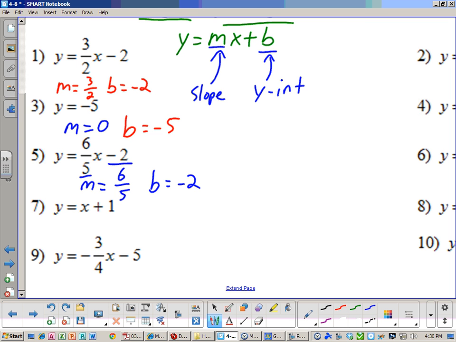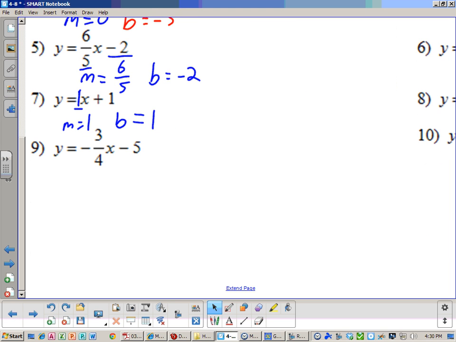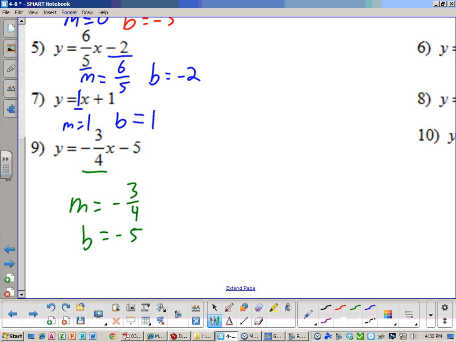Number 7, there is no number in front of x. Notice there's nothing here. But in fact, on number 7, there's an invisible 1 in front of the x. So the m is actually 1 for that problem, and the y-intercept is 1 also. Interesting. All right, number 9. Once again, the number in front of x is your slope, so I'm going to say negative 3 over 4, and your y-intercept is negative 5.